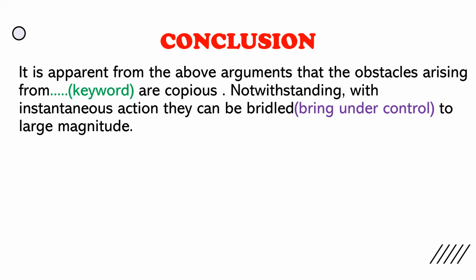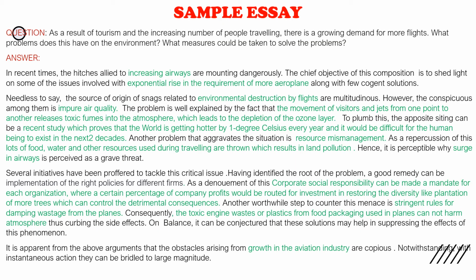So this is the essay that we write based on the template that we discussed now. All the green areas are the dotted places that were left for a keyword or problem or solution word. It is very important to use many synonyms for the question. Here it says, as a result of tourism and the increasing number of people traveling, there is a growing demand for more flights. So people are traveling more, and that is why there is a growing demand for more flights.